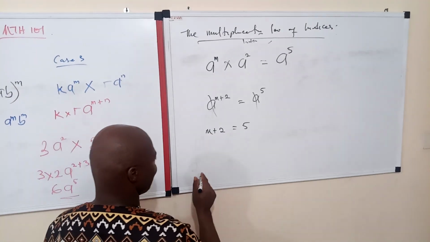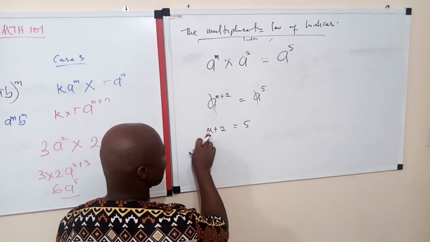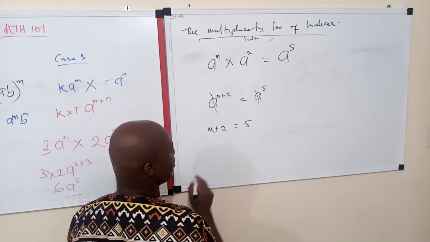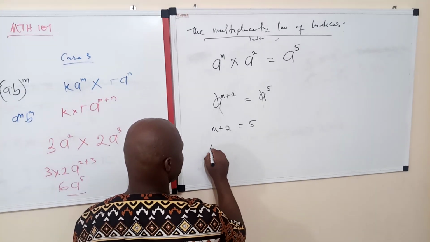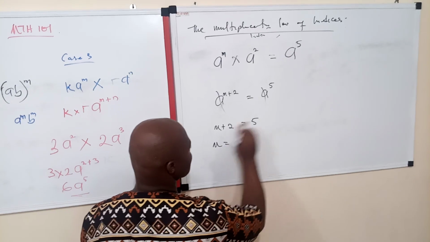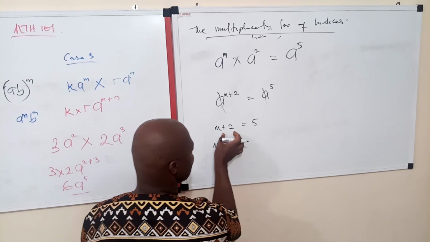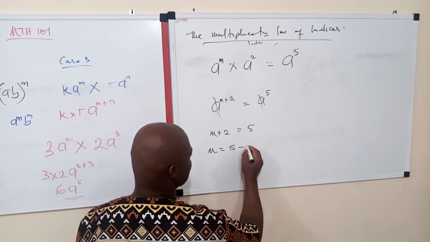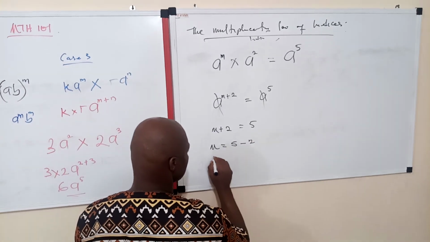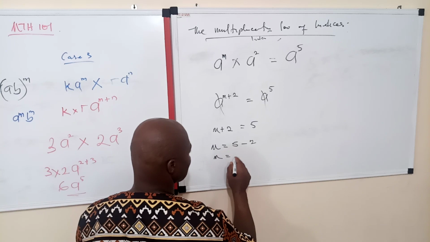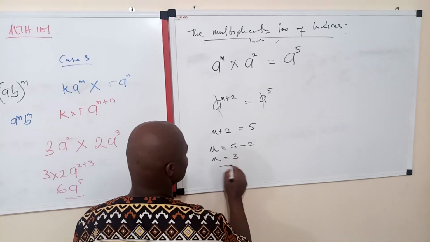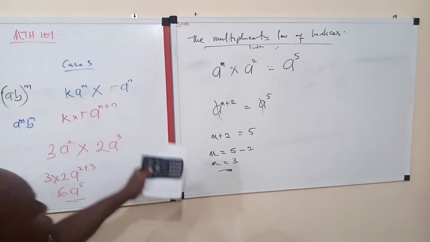Now, once it comes to this form, you can see that this unknown here can be determined. You can make it the subject of the formula by saying m equal, taking this one to the other side, then you have 5 minus 2, because here is positive, crossing to the other side becomes negative. So you have m equal to 3. So you can determine your m using this form.